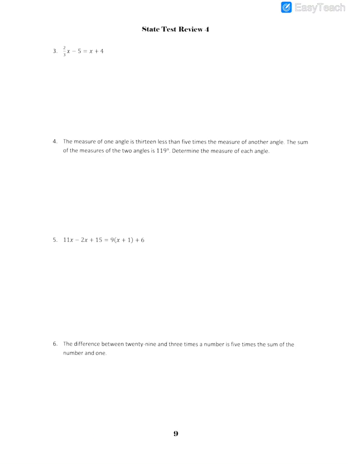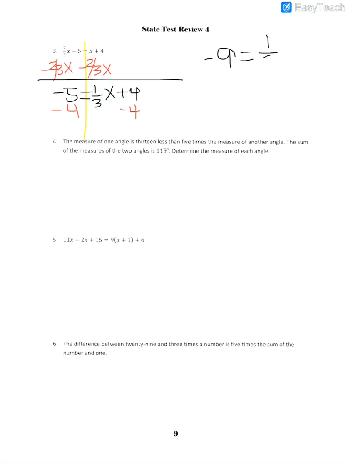Okay, number 3. Put our line down. We have 2 x's, one on each side, so we're going to minus the smaller one, the 2/3. Okay, so negative 5 equals 1/3 x plus 4 minus the 4. Negative 9 equals 1/3 x. And now to get rid of the 1/3, we can either divide by 1/3 or we could times by 3. And so my answer is negative 27.